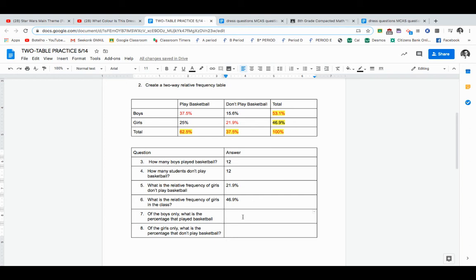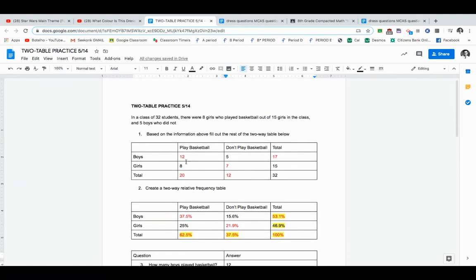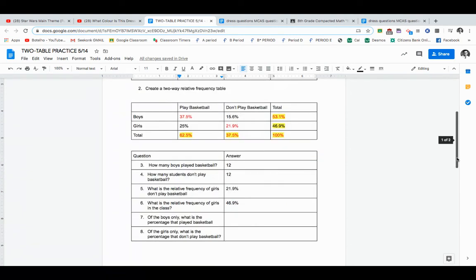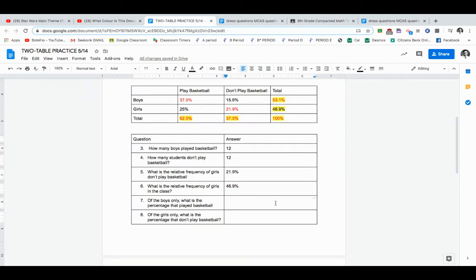Of the boys, only the boys, what is the percent that played basketball? Here I tried to be specific with my percentage. You're only looking at the boys, so it's this part right here. What do you divide? 12 divided by 17. Obviously a lot of boys do play basketball in most schools. That came out to 70.5%.